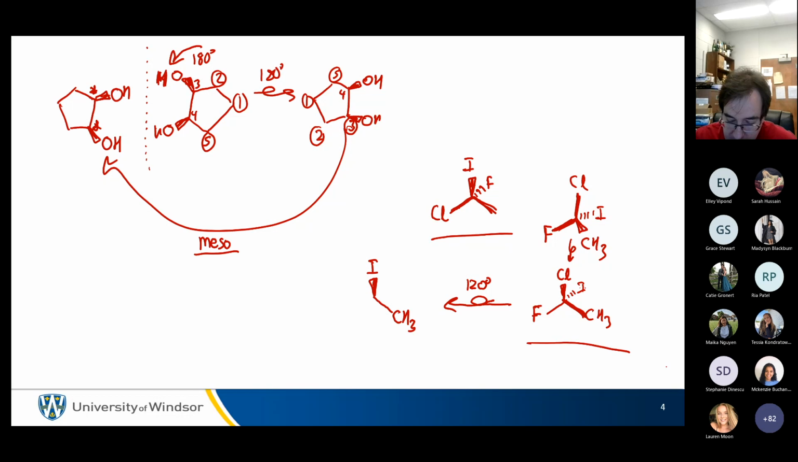So I've rotated counterclockwise. The chlorine has moved to where the fluorine was, and the fluorine has moved to where the iodine was. And now I can see that these two things are the same thing. So these two molecules are the same thing. So these are not enantiomers. Let's say we had a different question.